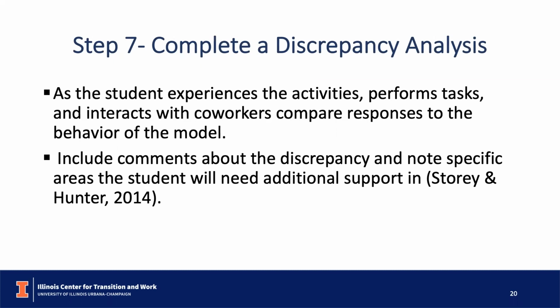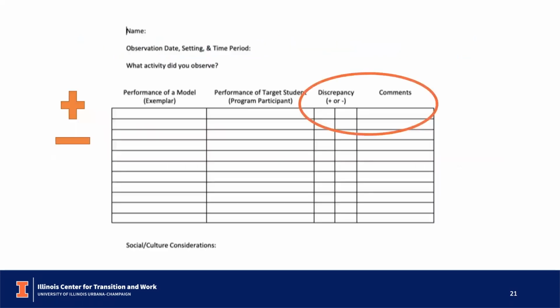If you go to do these observations, you're going to pick up on certain things that could potentially be a problem for your student. And so what that looks like on an observation form is that you have your performance of the model, your performance of the target student, and then you're determining whether there's a discrepancy in what you saw the model doing compared to your student. So if there's no discrepancy, there would be a plus sign. And if there is a discrepancy, then you would mark a minus sign and then note what that discrepancy was.